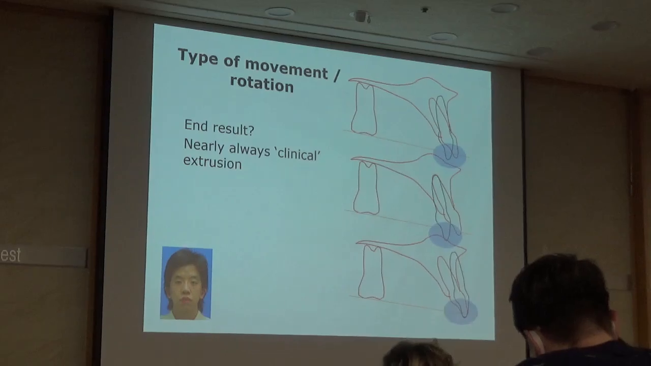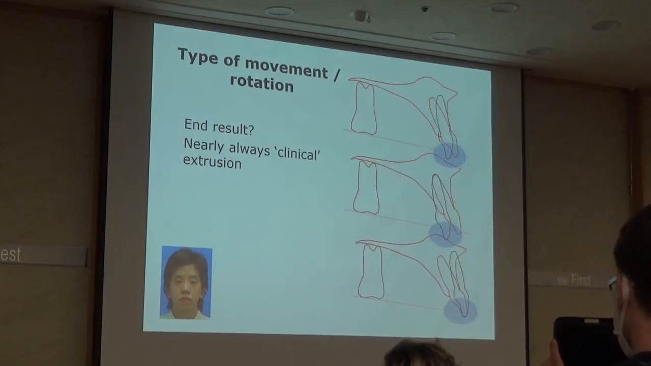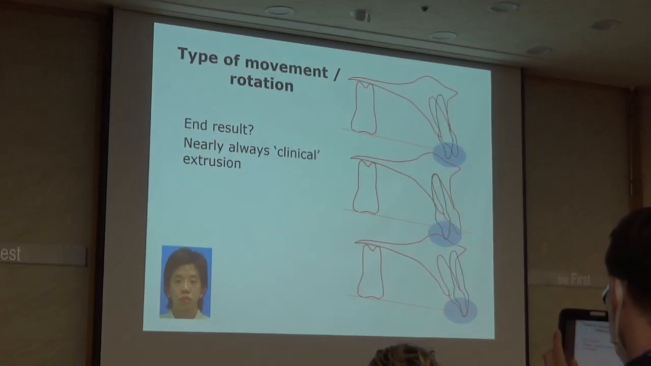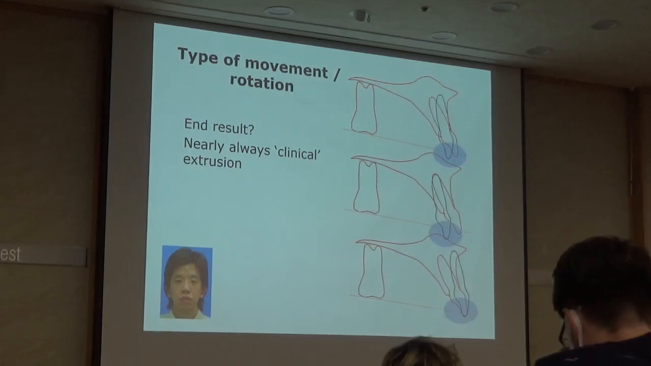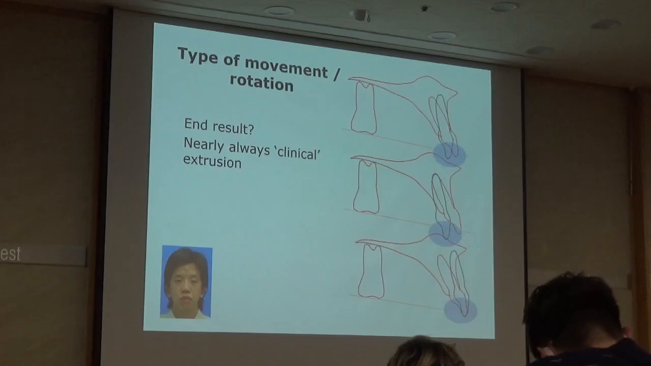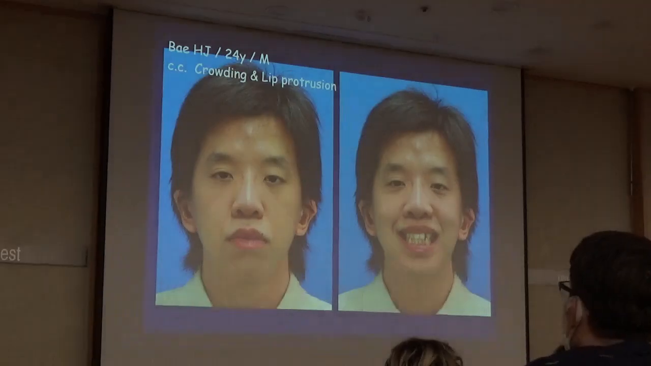Let's say, I'll give an example of tipping. You know the term controlled tipping, uncontrolled tipping, and things like that. What's the clinical implication of the controlled tipping, uncontrolled tipping? Here's the clinical implication.